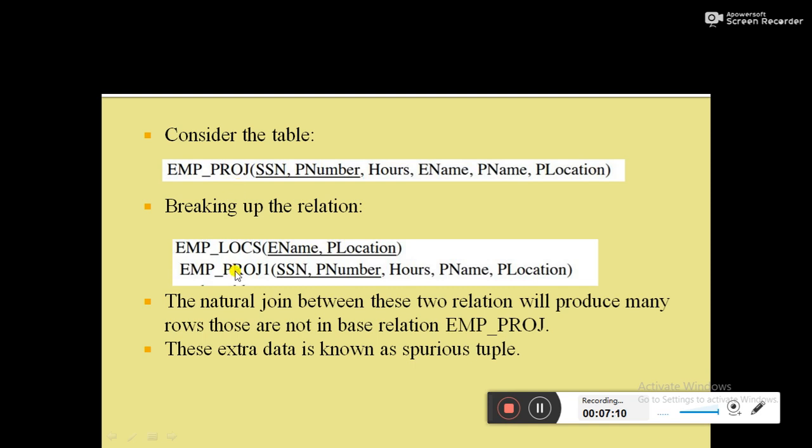It means some information is lost after breaking up the relation, and we come up with an extra set of data which was not present in the base relation. That extra set of information, which is erroneous data, is known as spurious tuple, and that kind of breakup is known as lossy join decomposition. And if it is lossy join decomposition, then we can conclude that the breakup is not a good or perfect breakup. You can go back to the previous slide.